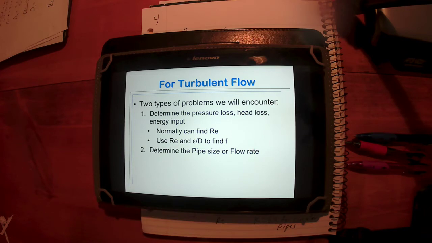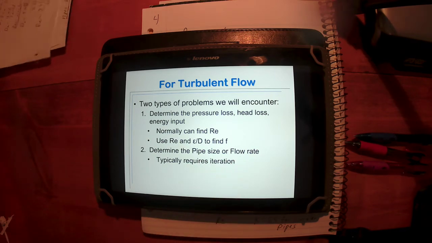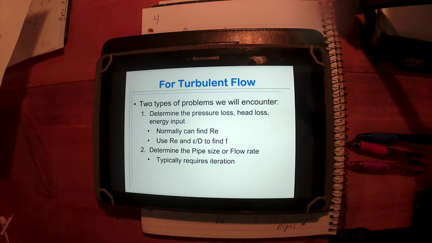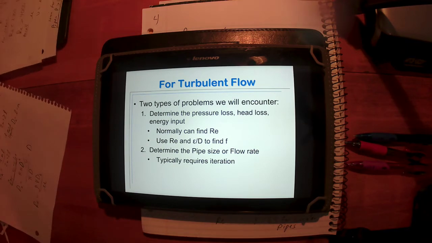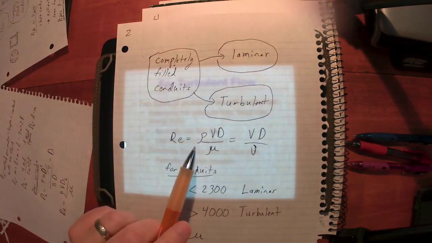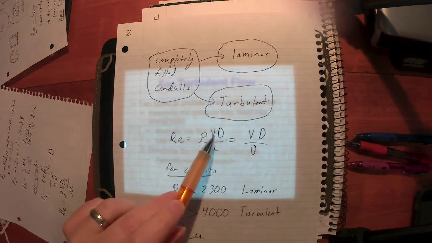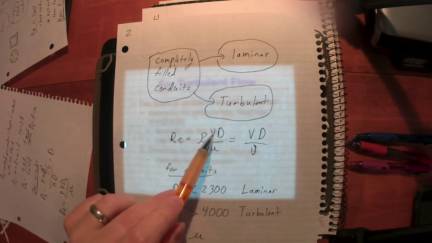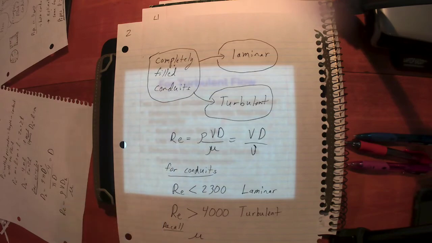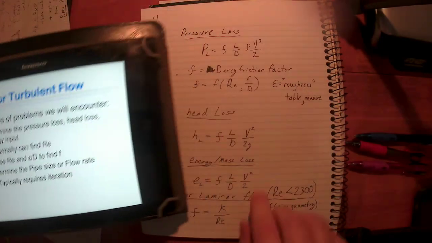In both cases, the problem is if you don't know the diameter, or you don't know the flow rate, meaning you don't know the speed, in either case, you look at the Reynolds number, right? Reynolds number being dependent on the speed and dependent on the diameter. If I don't know the diameter and or I don't know the speed, I don't know the Reynolds number, meaning if I don't know the Reynolds number, I don't know the Darcy friction factor.